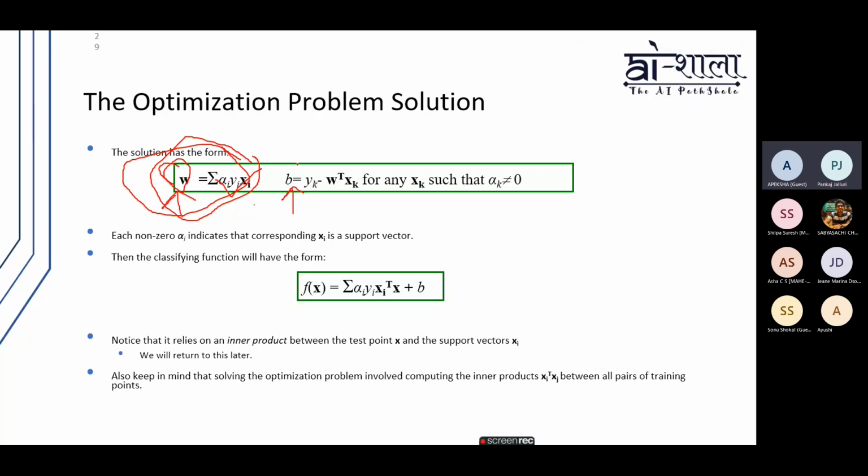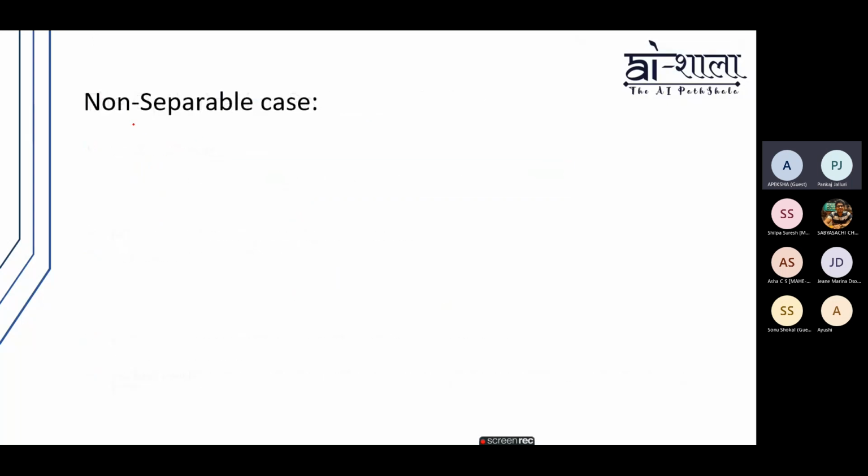Using these two equations, you can calculate W and B, and you can find out the two support vectors that you want to find for the best hyperplane with the maximum margin from the data set. Now that was a separable case where the points were completely separable, right?